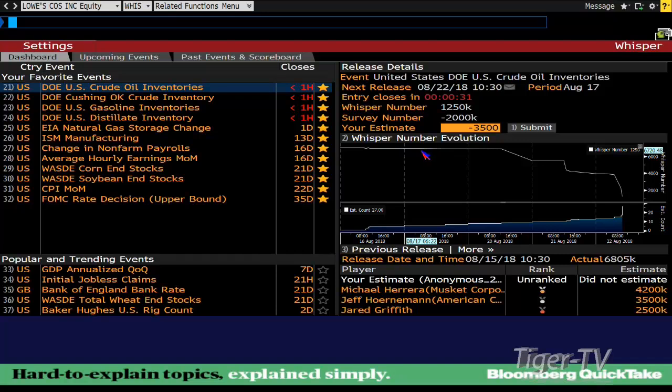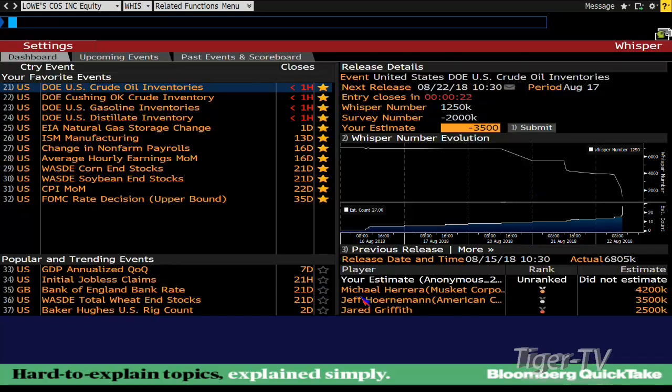We just looked at the estimates, right? Well, at least the Bloomberg estimates. So let's pull it up. This is a function on the Bloomberg that talks about the whisper number. Anybody with a Bloomberg terminal can go in here and put in their estimate, and they'll rank what you do. So maybe you can gain some notoriety.